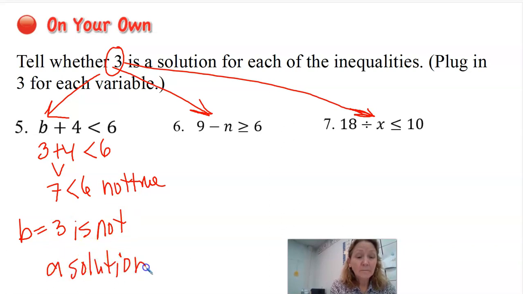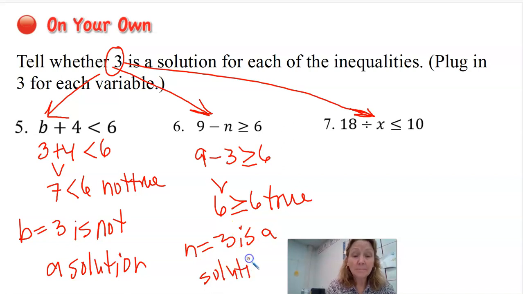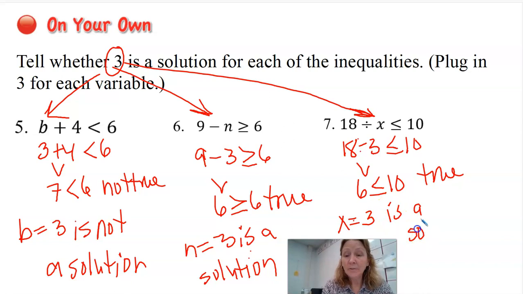All right, next one. Plug in: 9 minus 3 is greater than or equal to 6. 6 is greater than or equal to 6. Yes, that is true because 6 does equal 6. So n equals 3 is a solution. It works. And the last one is plug in: 18 divided by 3 is less than or equal to 10. This is 6 is less than or equal to 10. True. So x equals 3 is a solution.